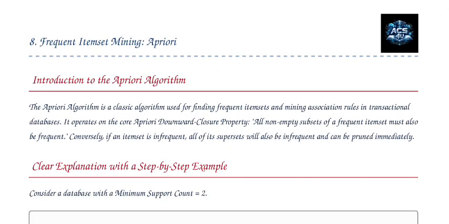Frequent itemset mining, or Apriori mining. The first one, Apriori. The Apriori algorithm is a classic algorithm used for finding frequent itemsets and mining association rules in transactional databases. It operates on the core Apriori downward closure property. All non-empty subsets of a frequent itemset must also be frequent. Conversely, if an itemset is infrequent, all of its supersets will also be infrequent and can be pruned immediately.